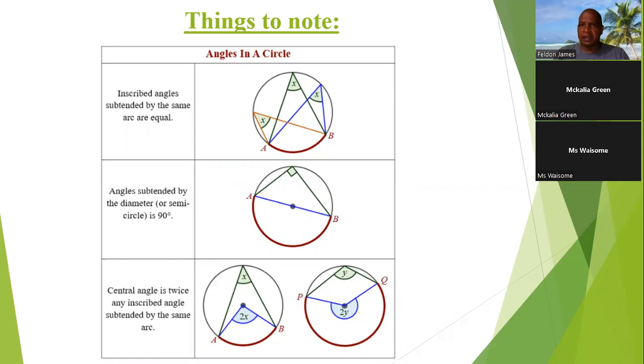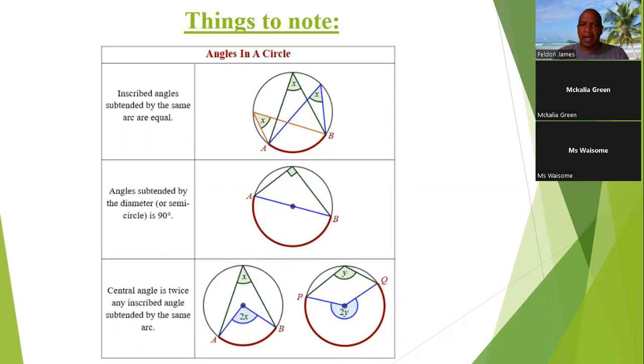Today we are continuing on circle theorem. And just to recap some of the major theorems based on what you're looking at in this diagram. Now you notice that these are major ones that you will see pop up in questions.